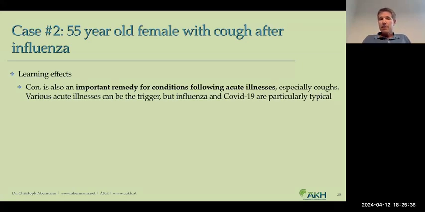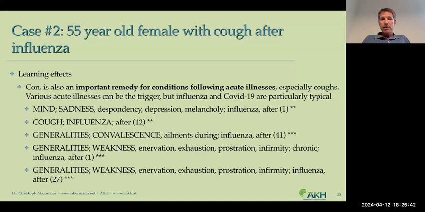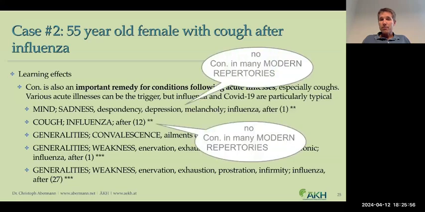Various acute illnesses can be the trigger, but influenza and COVID-19 are particularly typical in my practice. Here you see some conium rubrics that show what conium can have after influenza. Especially interesting are the first and the second symptom, because they are not in any of the big repertories. So cough after influenza and sadness after influenza are additions that have been made by MMPP and can be found in this repertory.